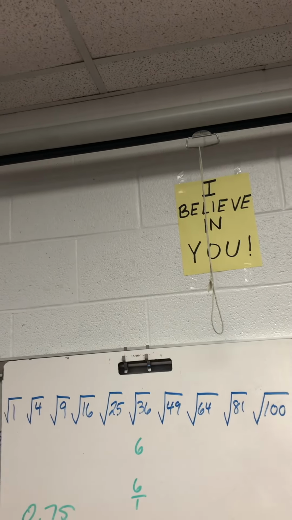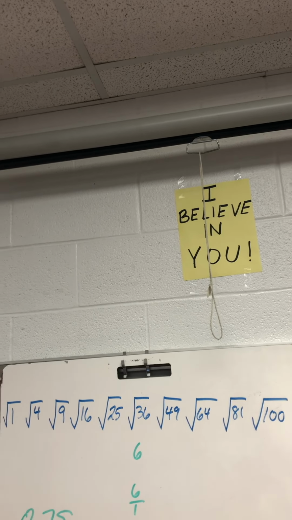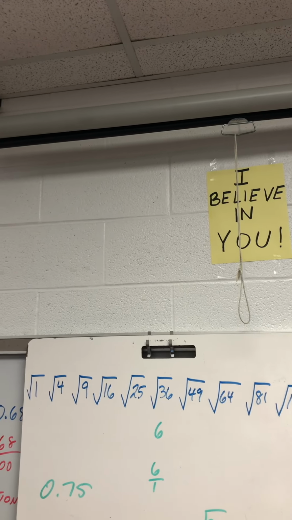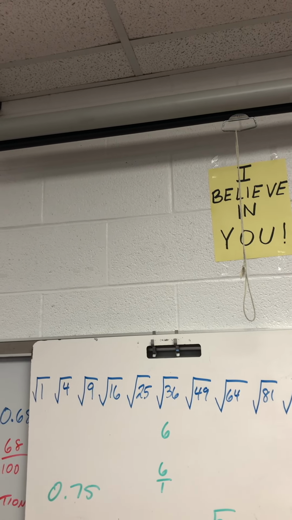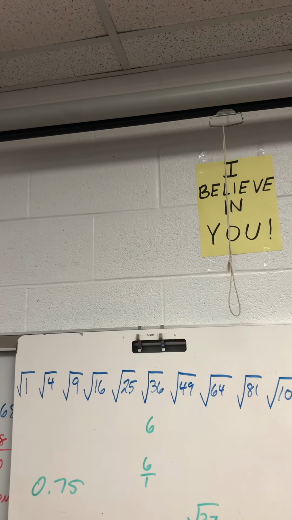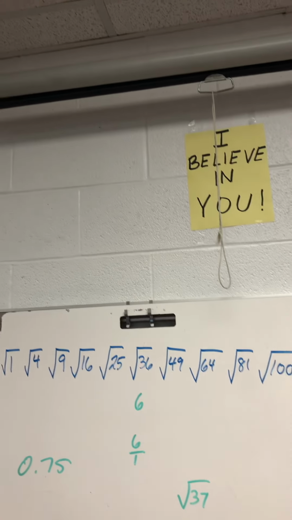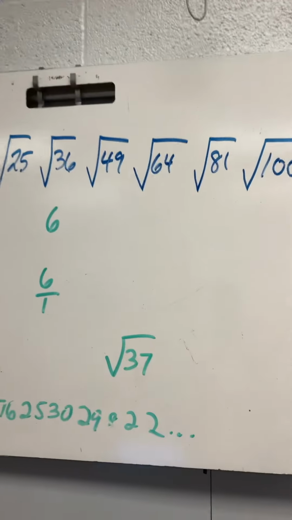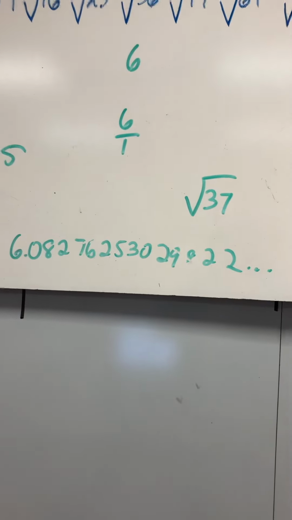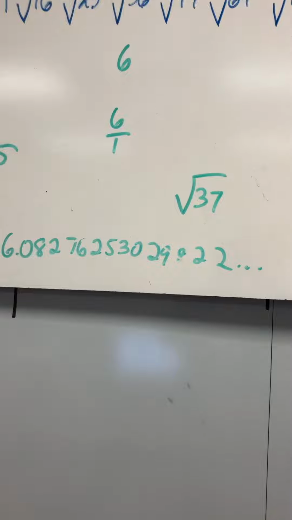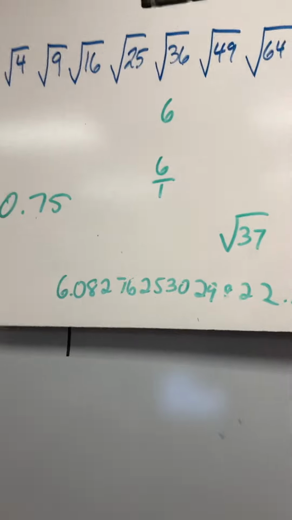6 is the same as 6 over 1, right? If you tried putting 3 divided by 4, 3/4, on your calculator, you would get 0.75. Okay, that's called rational. It's one number over another number. However, if you entered the square root of 37 on your calculator, you would get 6.0827625302982 and it goes on forever and ever, and it does not repeat. That's called irrational.